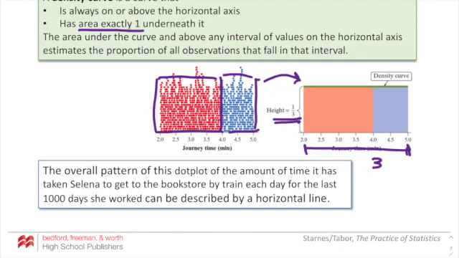Okay, density curves can come in all shapes and forms. It can be a triangle, rectangle, a composite figure, it can even be a curve. The point, though, is that the area has to be 1. So, the overall pattern of this dot plot of the amount of time it has taken Selena to get to the bookstore by train each day for the last 1,000 days she worked can be described by this horizontal line. That's the density curve.